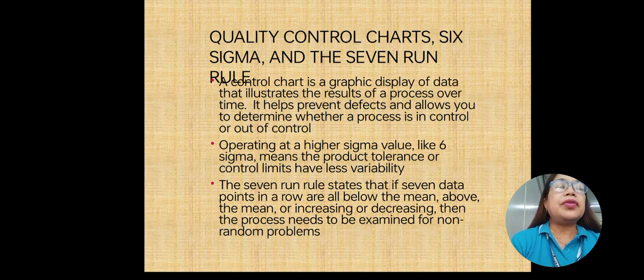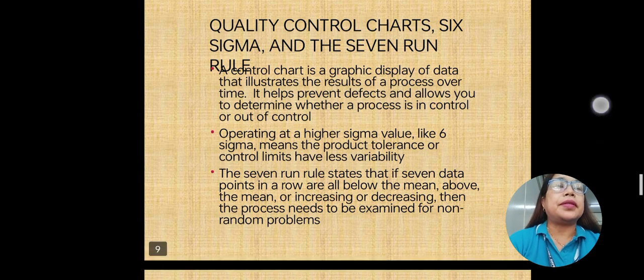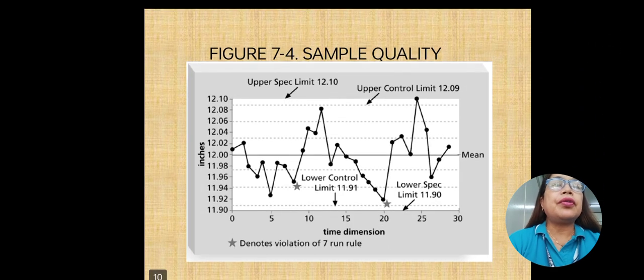The seven-run rule states that if seven data points in a row are all below the mean, above the mean, or increasing or decreasing, then the process needs to be examined for non-random problems. Figure 7-4 is a sample quality control chart, where the time dimension denotes a violation of a run rule.